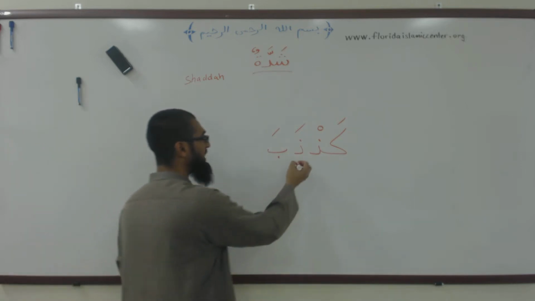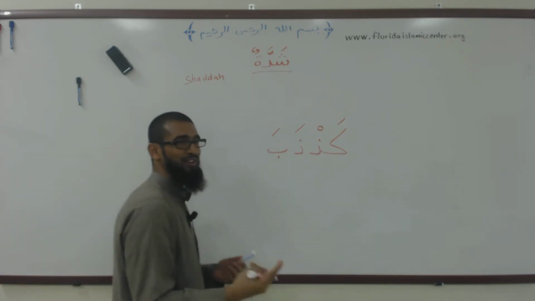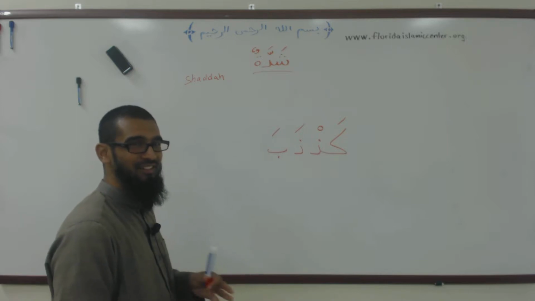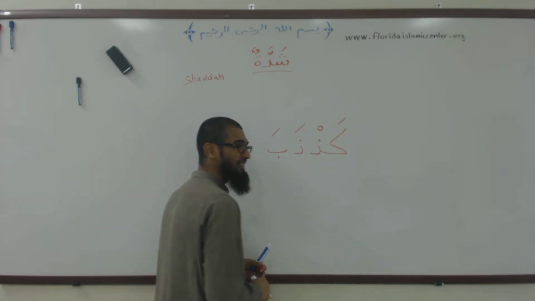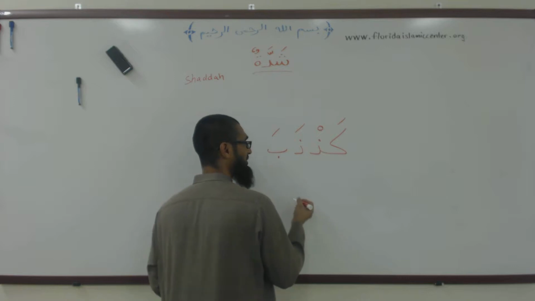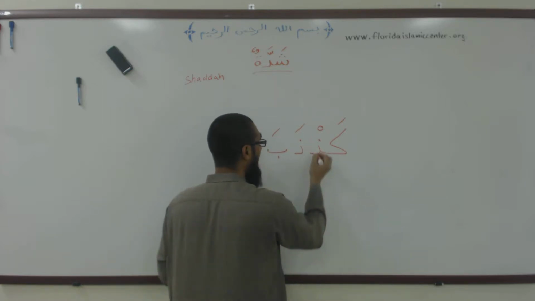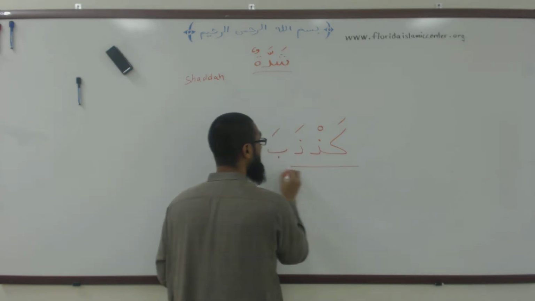So here we see two of the same letters next to one another. I've never seen that before, right? You don't really see that. That doesn't appear in the Arabic language. But there's a solution for this. First, let's try to pronounce this word.